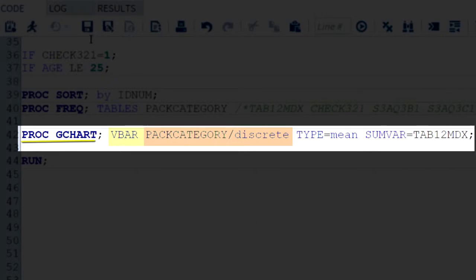The rest of the code in this statement provides instructions to SAS for how the response variable should be represented on the y-axis. Specifically, type=mean requests a calculated average, and sumvar is short for summary variable. So we're asking for the response variable, TAB12MDX, to be displayed as a mean on the y-axis.